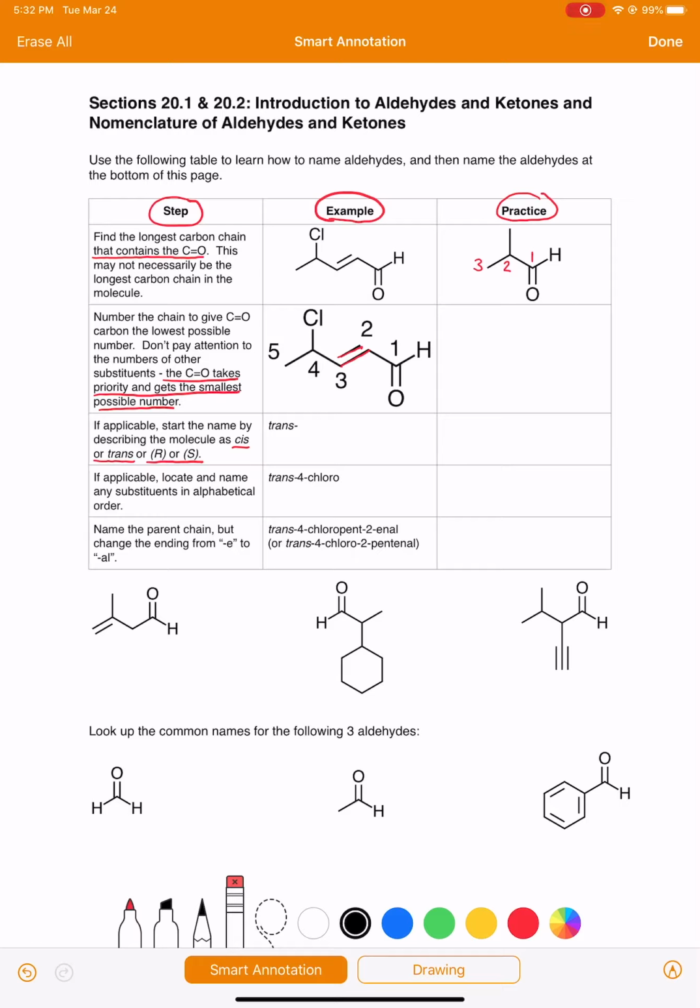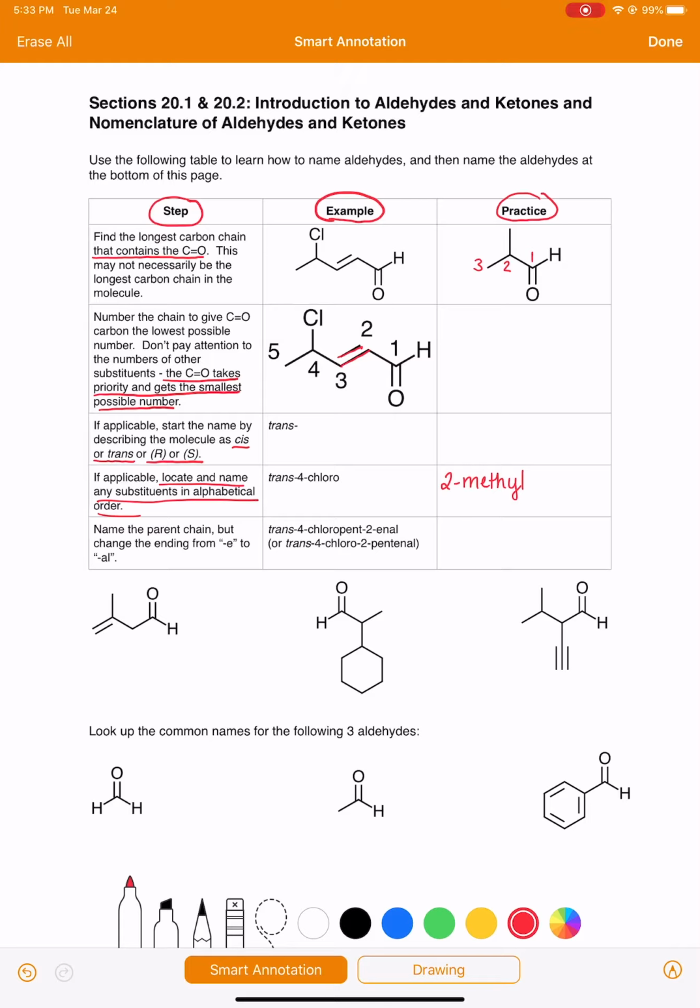Once we get all the substituents named, then we are ready to name the parent chain. The parent chain is, like usual, based on the number of carbons. Since our example molecule has 1, 2, 3, 4, 5 carbons, that means it is based off of the name pentane for 5 carbons. This particular molecule, because it has a carbon-carbon double bond, is not a pentane, it's a pentene.